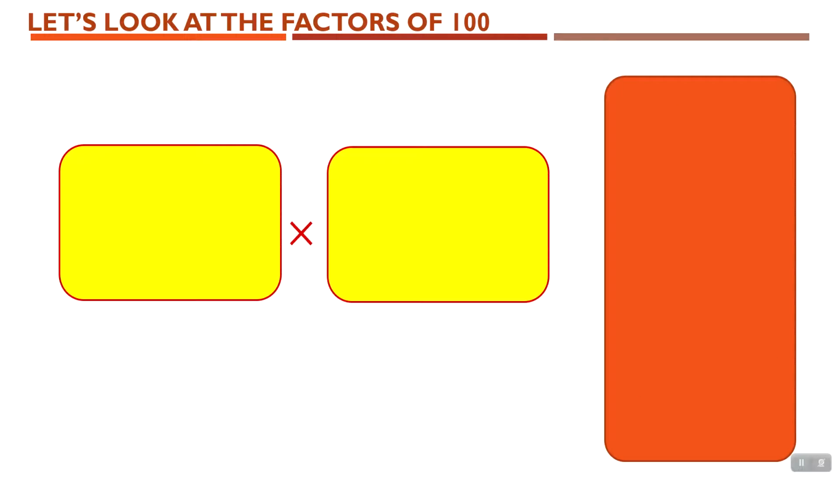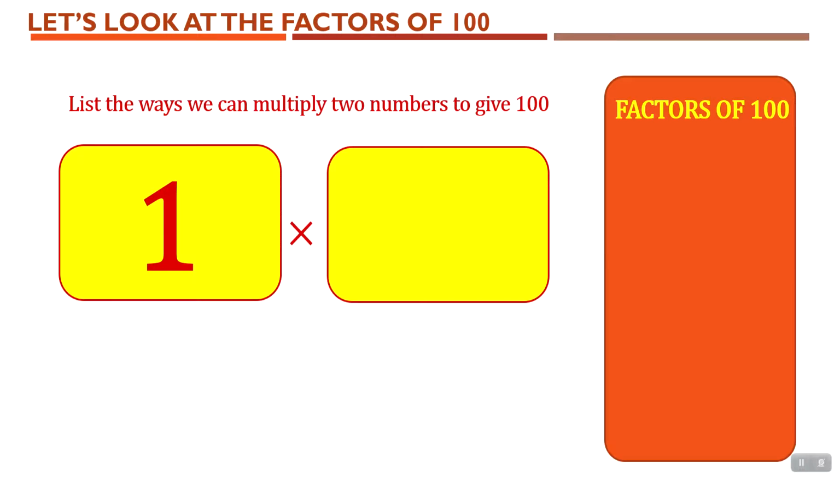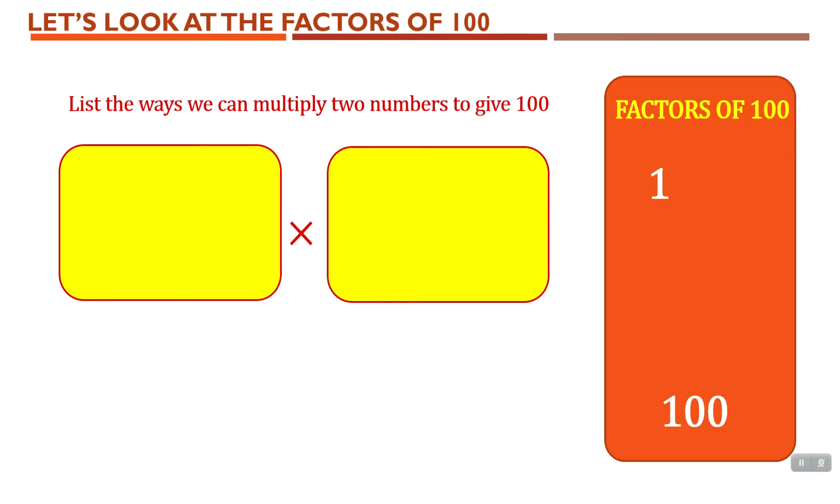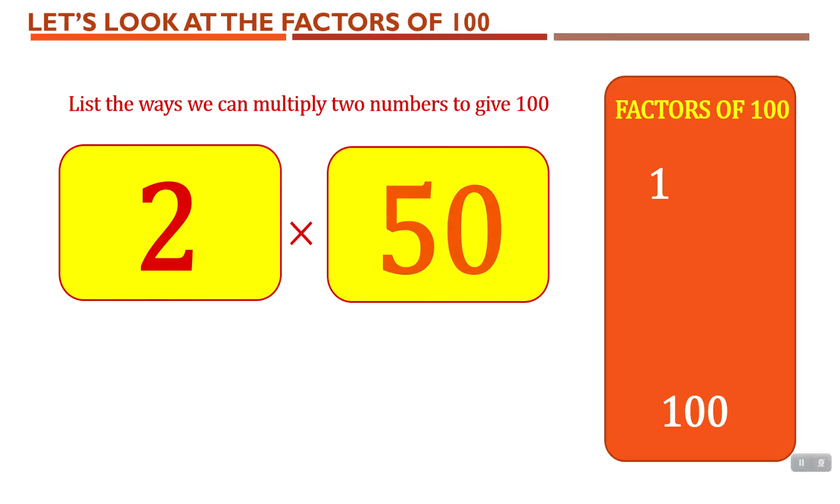So let's look at the factors of 100. What two numbers can we multiply by to give us 100? Let's list the ways we can multiply two numbers to give 100. We can always start any number with 1. 1 times 100 is 100. Therefore, the factors of 100 so far are 1 and 100. Let's list another way we can multiply two numbers to give 100. Well, after 1 is 2. 2 times 50 is 100. So 2 and 50 are also factors of 100.